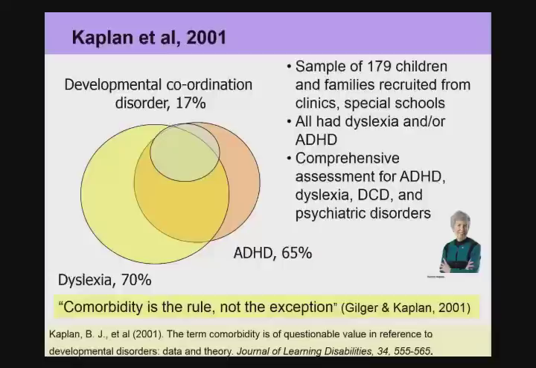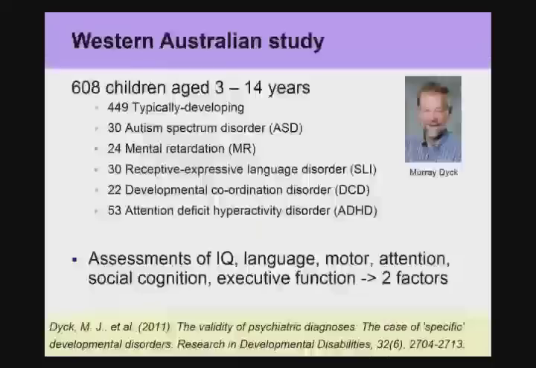So clearly these things are often going together, and it led her and Jeff Gilger to write a paper where they said comorbidity, i.e. co-occurrence of disorders, is the rule, not the exception. And it's a very interesting paper, well worth reading. This is just another example that adopted a slightly different approach, by Murray Dyck in Western Australia.